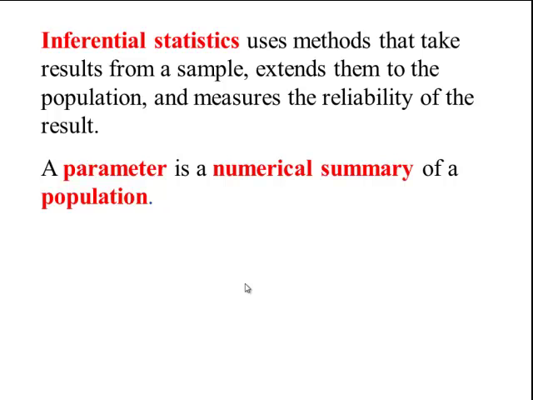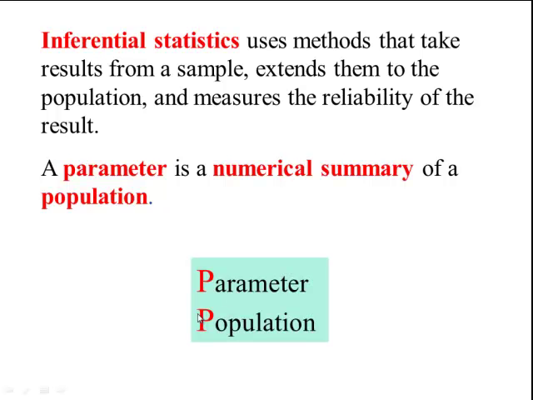Inferential statistics uses methods to take results from a sample and then extend them to a population, to make inference, in other words. And it also measures the reliability of the result. A parameter is a numerical summary of a population. So a parameter measures something about a population. And again, if we notice, population starts with a P, parameter starts with a P. So again, a parameter is some kind of measurement on a population.